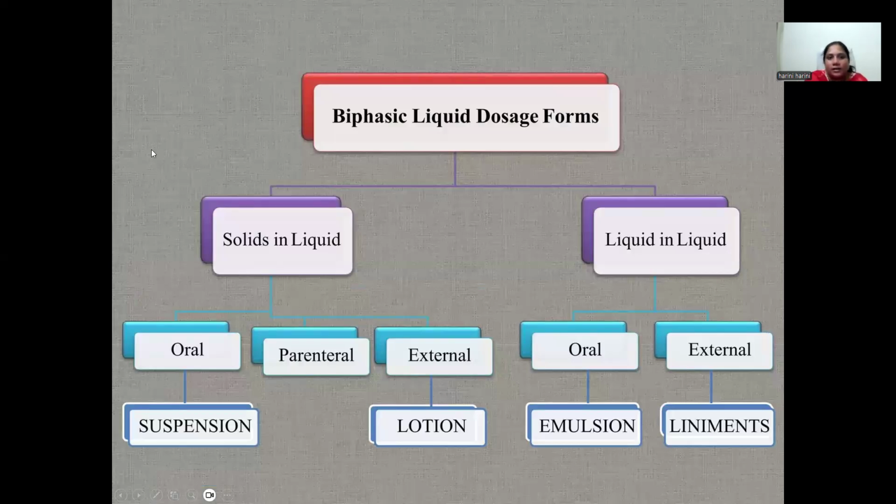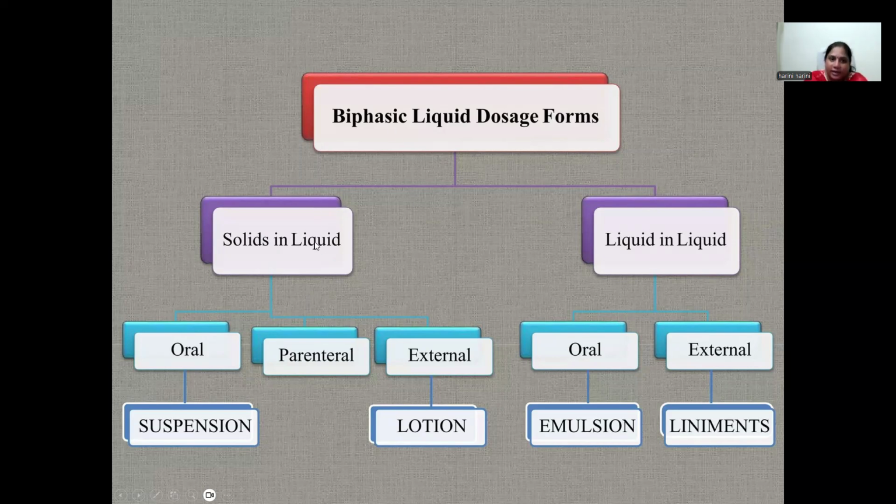Biphasic, again, are solids in liquids and liquids in liquids. As I've said, liquids in liquids will be our emulsions. Again, they are of two types, oral and external. External liquid in liquid is liniments, and oral is emulsion. That is, the solute is liquid and the solvent is liquid. They come under biphasic liquid dosage forms in which liquid in liquid is maintained.